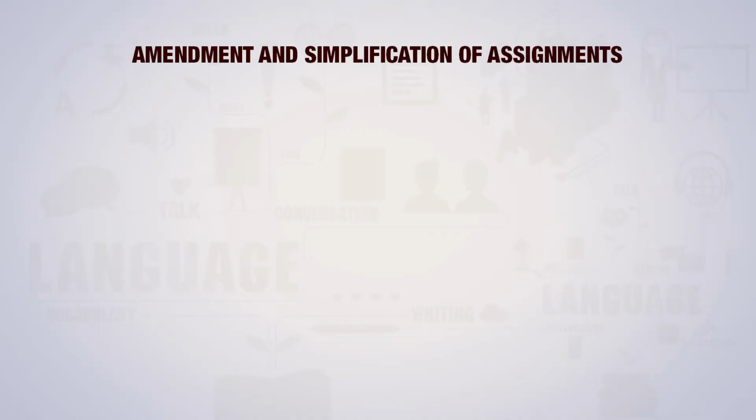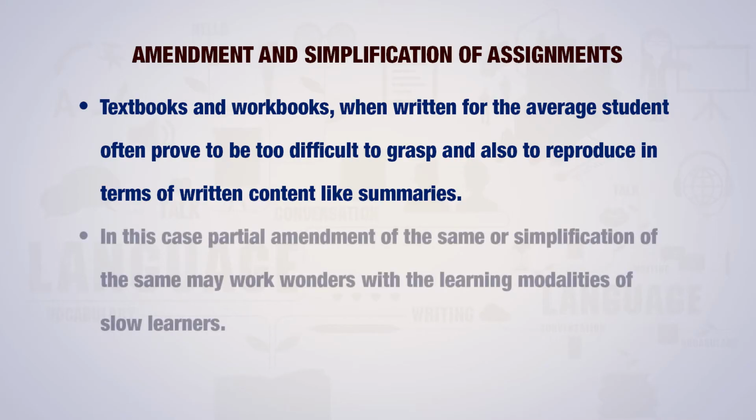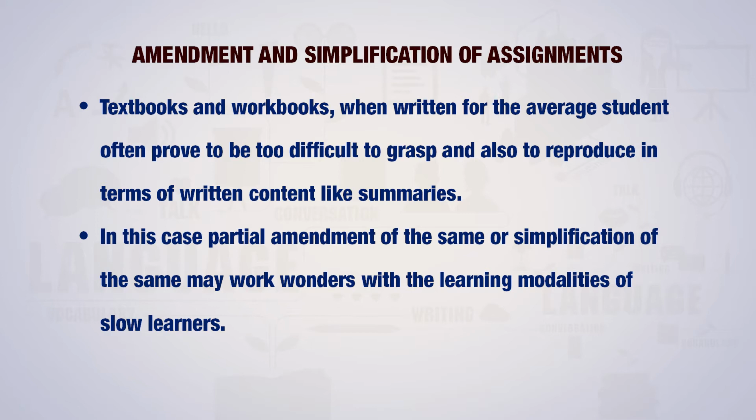The teacher must necessarily amend and simplify textbook and workbook assignments because these are written for the average student. So these might be a little too difficult for the slow learner to grasp and reproduce. For example, summaries, stylistic analyses. So in case this assignment or this assessment can be partially simplified or amended, addressing the learning modalities of slow learners, it just might work wonders.